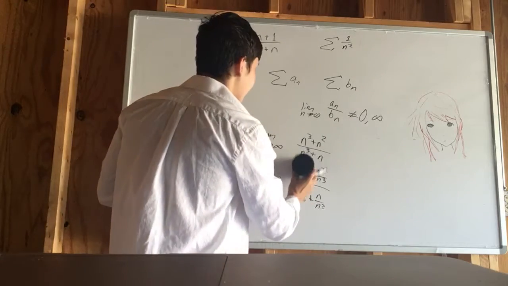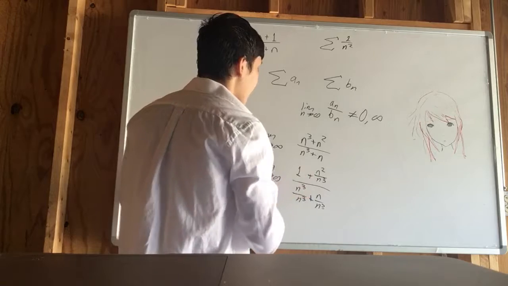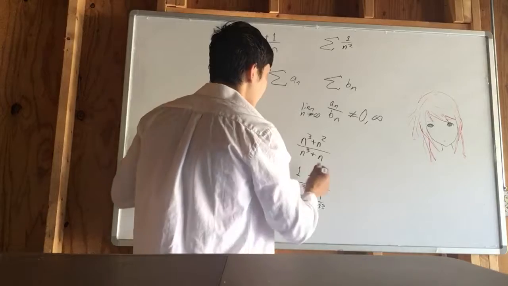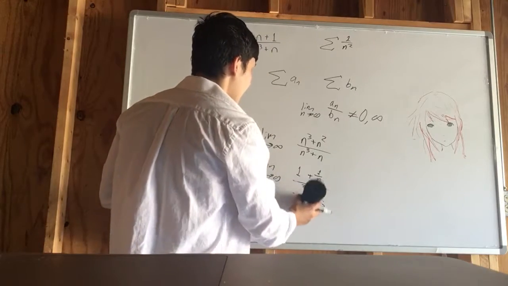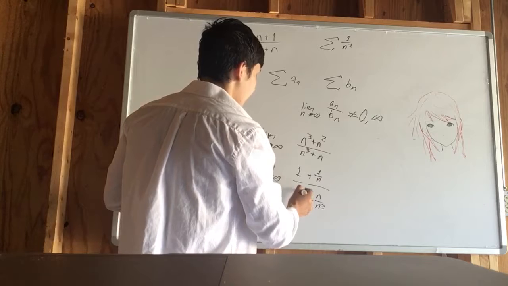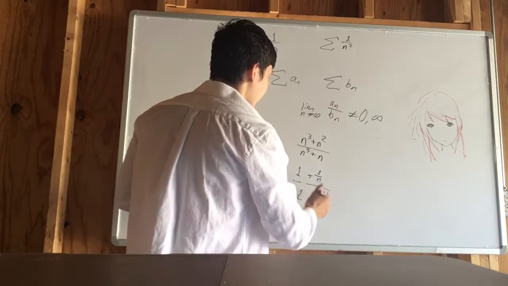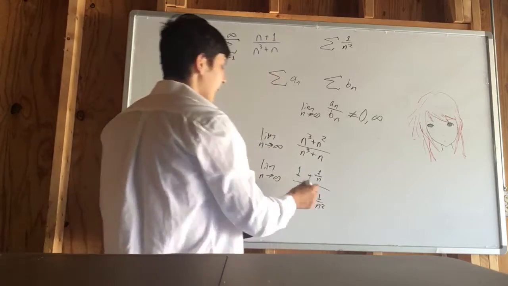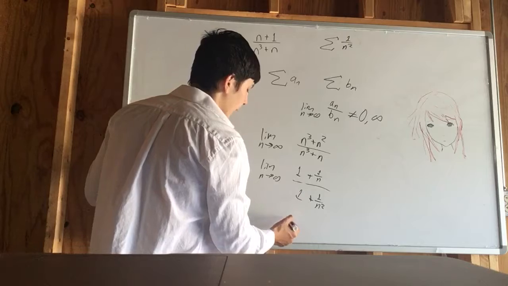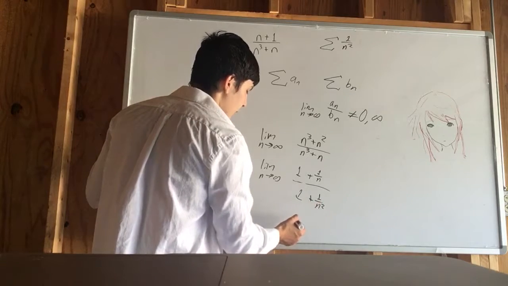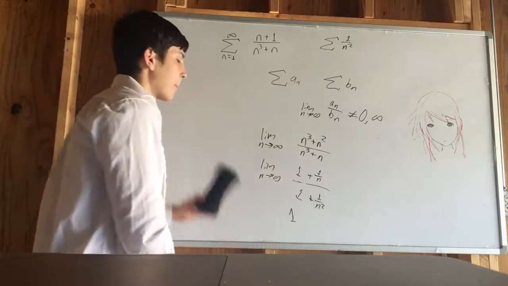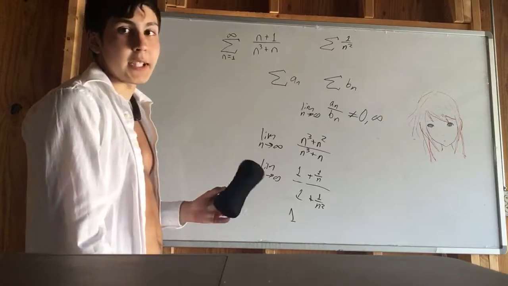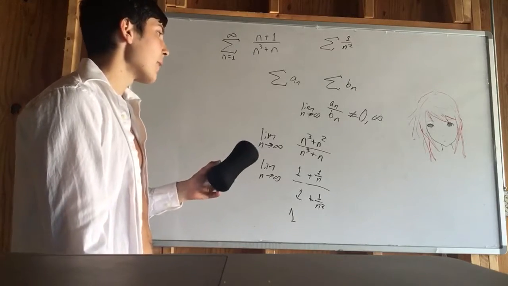Now we cancel everything that can cancel out. We have 1, we have an n left, 1 over n. We have 1, and we have 1 over n squared. We plug in infinity, and we will get 1. We will get 1 because these go to 0. So we have 1. Is that not 0 and not infinity? Yes, it's not 0, it is not infinity.